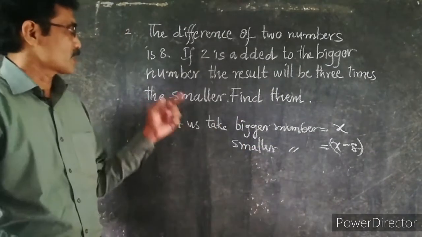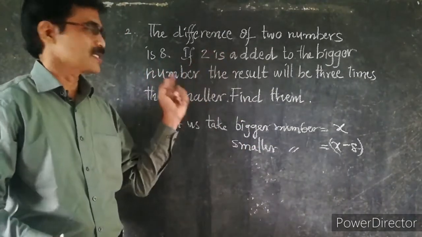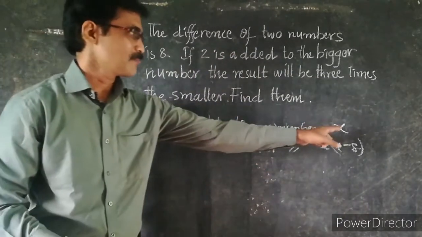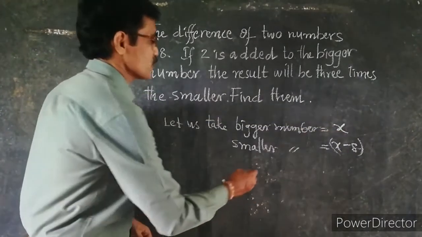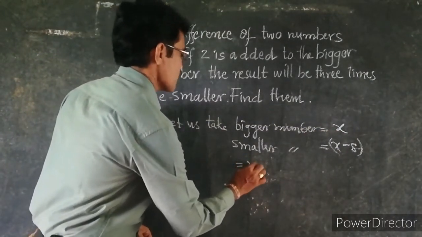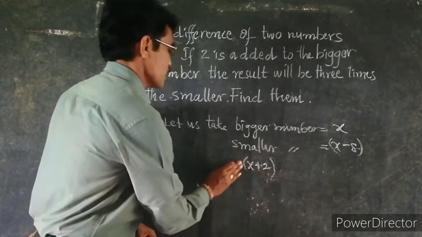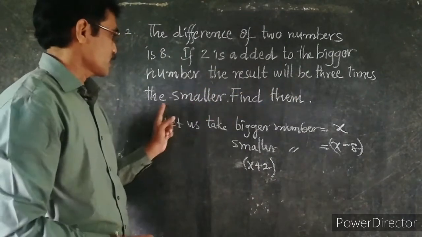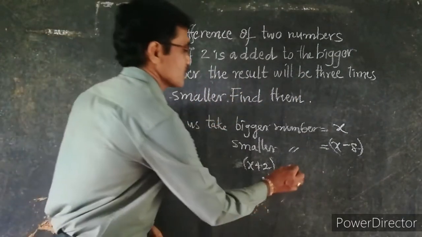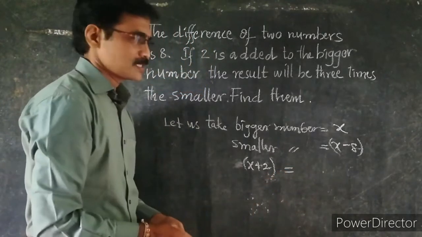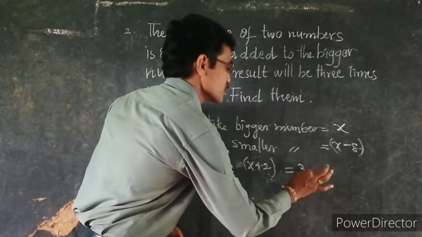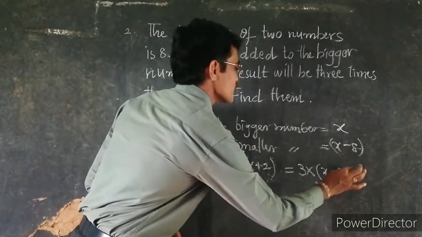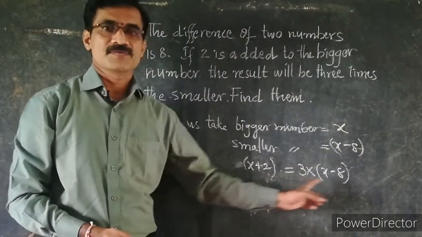Next condition is 2 is added to the bigger number. Add means plus. So the bigger number is x, and 2 added to the bigger number becomes x plus 2. If 2 is added to the bigger number, then the result will be 3 times the smaller. The result is equal to 3 times, here multiply, the smaller, that is x minus 8. This is the equation you have to get.